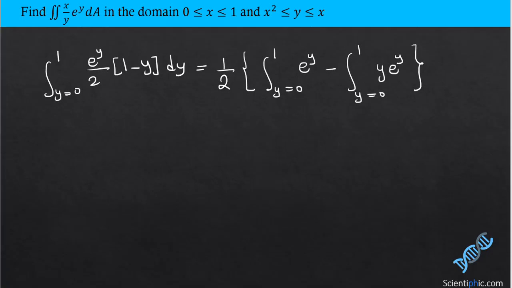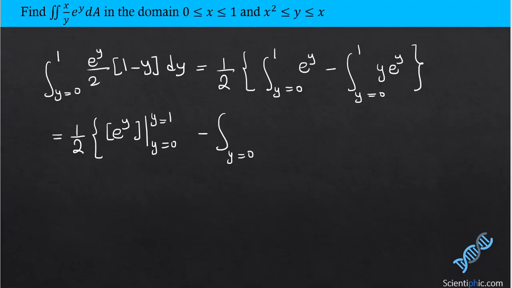So the first integral is a famous one. The integral of e to the power of y is going to become the same, so it is e to the power of y. I'm going to also put the limits, y from 0 to 1. And I'm going to write the second integral as it is for now, y e to the power of y.